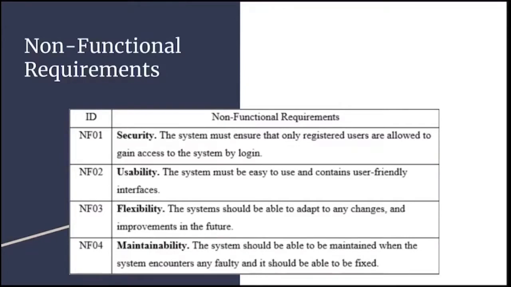The first one is security. The system must ensure that only registered users can access the system, as there is a lot of private information in it. Next is usability. Usability is important to ensure that it is easy to use and also contains user-friendly interfaces. Next is flexibility. This project should be able to adapt to any changes and also improvements in the future. Last but not least is maintainability. This system should be able to be maintained, and when the system encounters any fault, it should be able to be fixed.